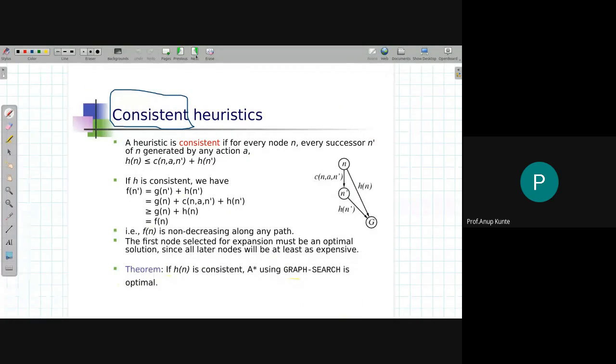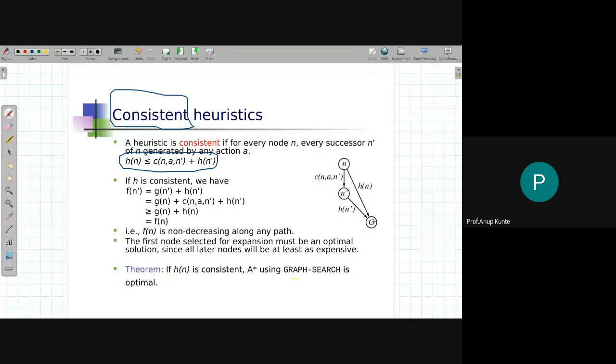A heuristic is consistent rather if for every node n, every successor n dash of n generated by any action a, this particular condition holds. ये condition क्या है? ये condition को बोला जाता है triangle inequality. So मेरा ये node n है. This is n dash. This is the h of n that I estimated. So this is the cost h of n, the estimated cost to reach the goal node using the cheapest path. Okay, n dash can be any of my successor nodes.